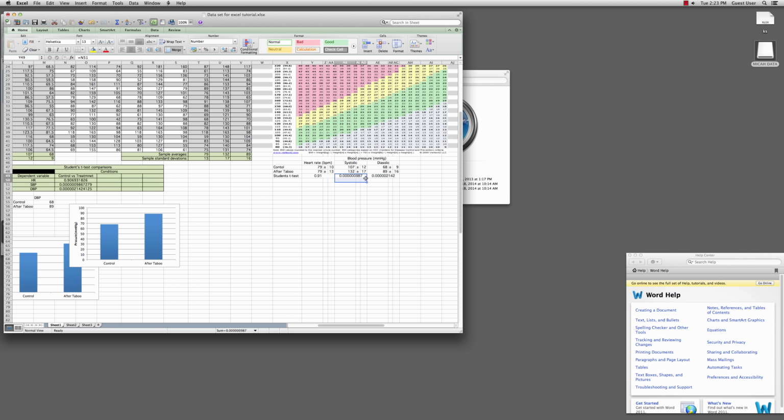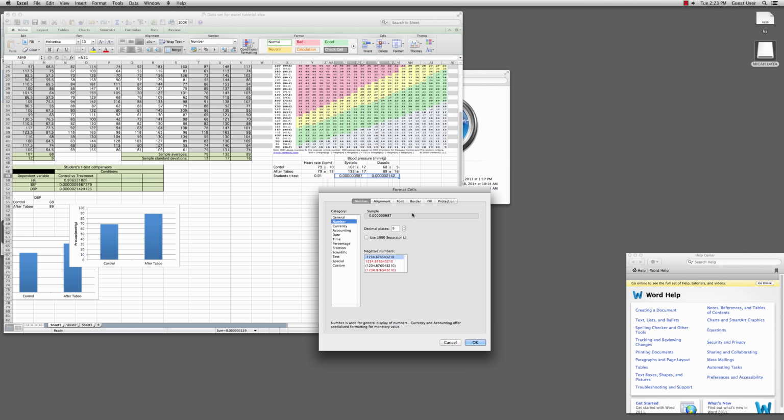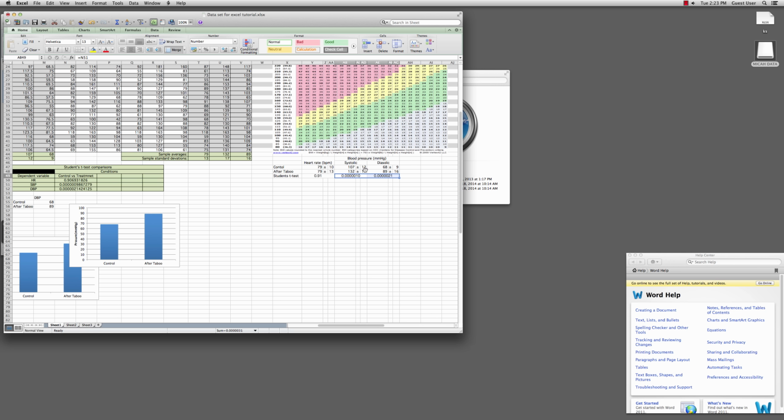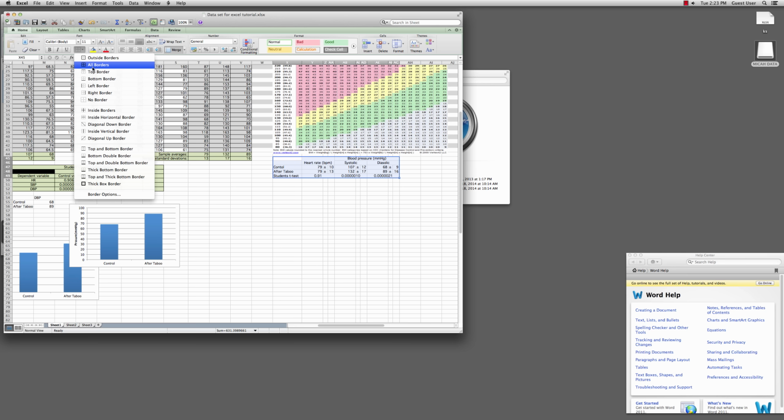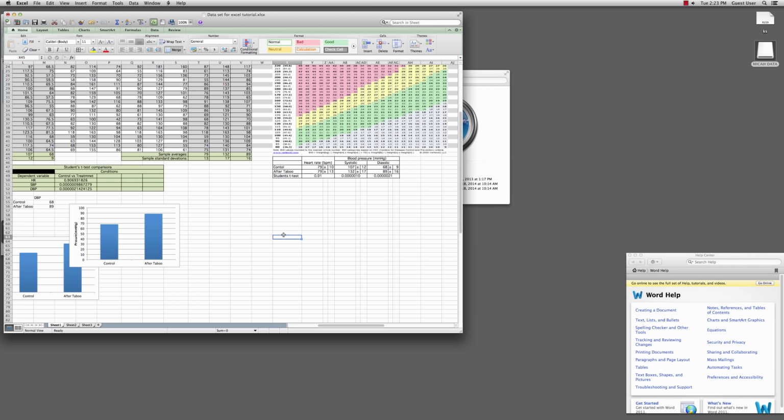We can get rid of 2 more decimal places, so I'm going to go back in and do that one more time. Format cells, let's make it 7. Alright. Put some borders around there. So this guy up here, do all borders, and that'll be nice and pretty. This for style, I'm going to make that black.